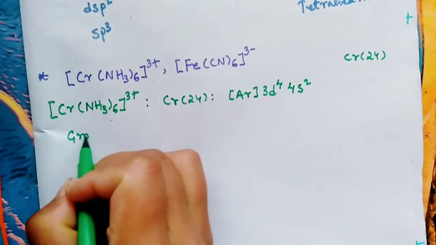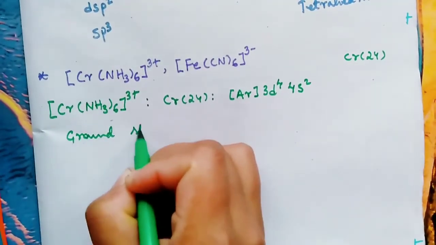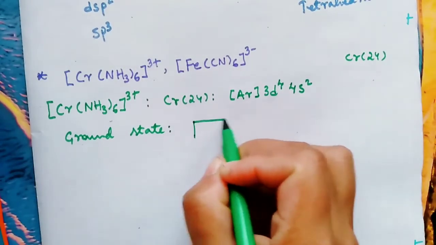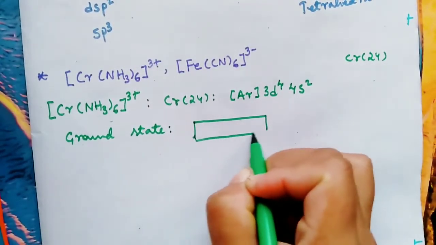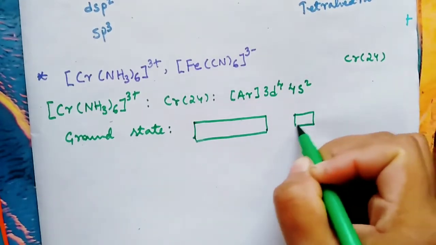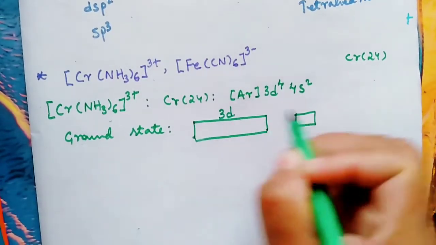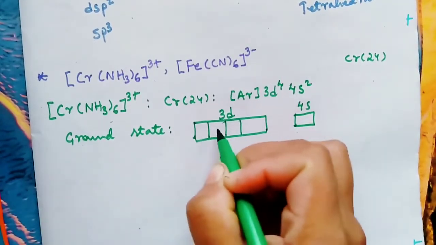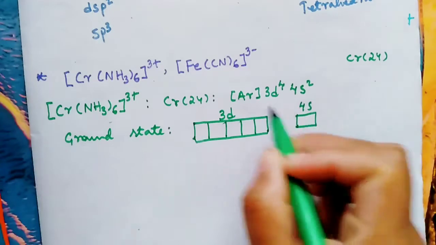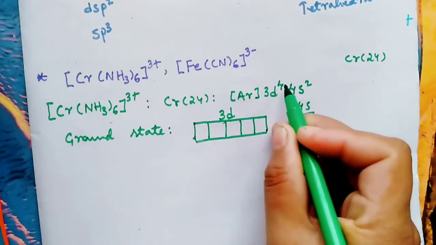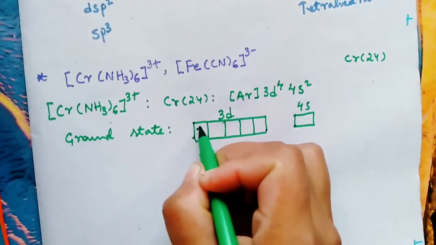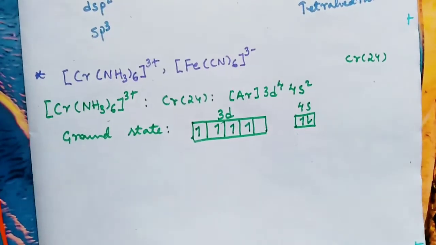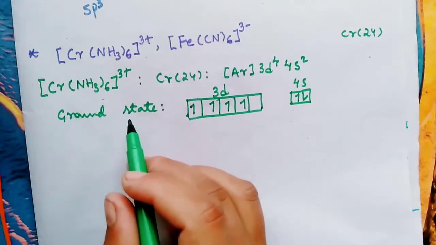So in the ground state, you have the 3d orbital and the 4s, that is 3d and 4s, five orbitals. In the 3d orbital we have 4 electrons, 1, 2, 3, 4, and in the 4s we have 2. Okay, this is in the ground state.